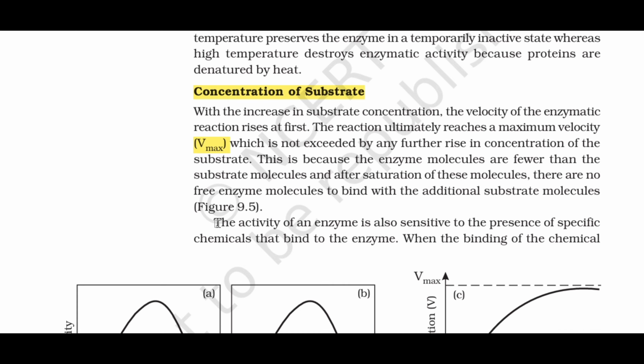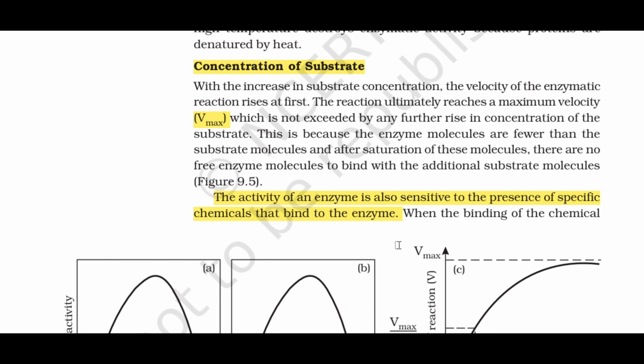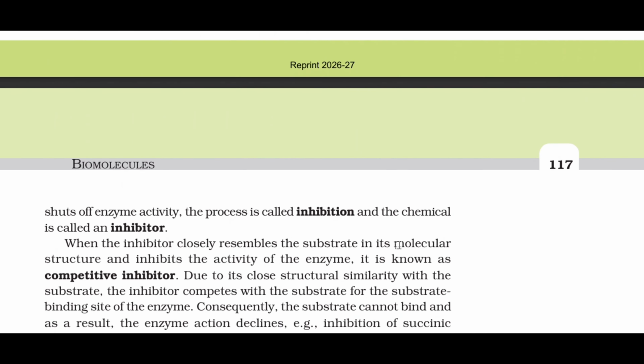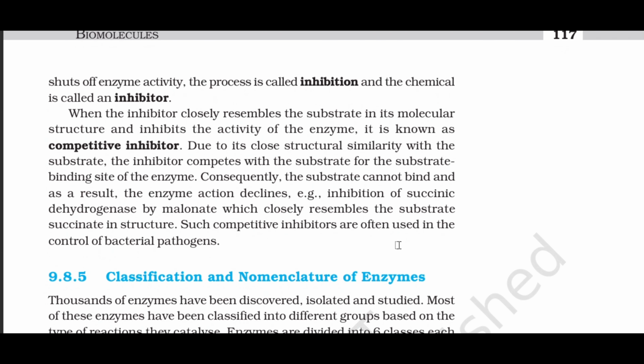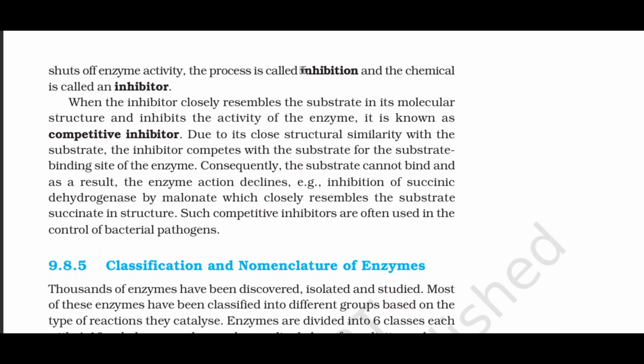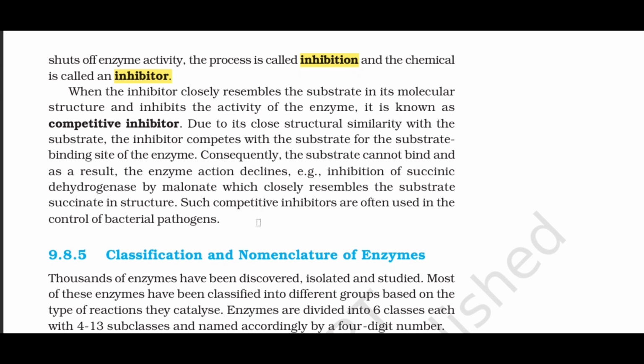The activity of an enzyme is also sensitive to the presence of specific chemicals that bind to the enzyme. When the binding of the chemical shuts off enzyme activity, the process is called inhibition and the chemical is called an inhibitor. When the inhibitor closely resembles the substrate in its molecular structure and inhibits the activity of the enzyme, it is known as a competitive inhibitor. Due to its close structural similarity with the substrate, the inhibitor competes with the substrate for the substrate binding site of the enzyme. Consequently, the substrate cannot bind and as a result, the enzyme action declines.